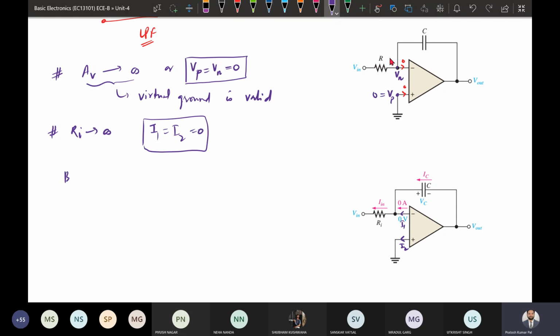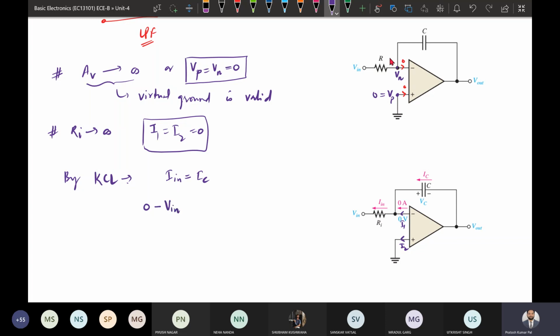Next, by using again the KCL at this node Vn, whatever the current is flowing, we need to use the KCL. So by using this, I input will be equal to IC. Now we need to put the value of I input. The current direction showing is this way, so this is at high and this is at low. So 0 minus V input.